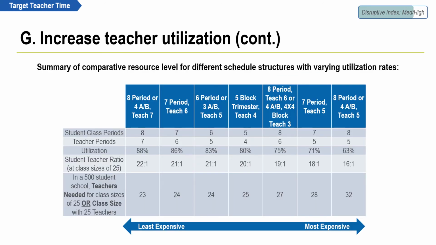Here, we've summarized how teacher utilization affects how much different types of schedules cost. A lot of districts do 3 out of 4 periods. Some do 5 out of 6. The idea is as you move from the right to the left, within the confines of your collective bargaining agreement and student and teacher needs, you're able to move from a more expensive schedule to a less expensive schedule.